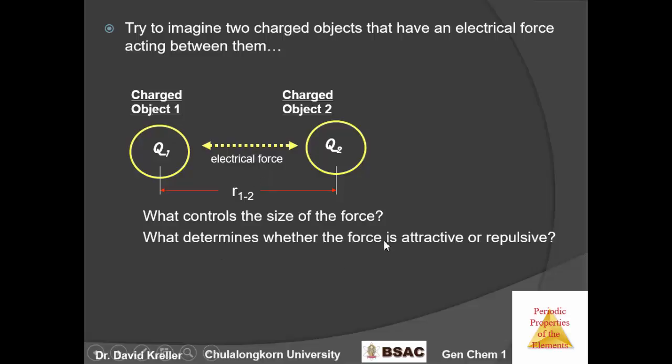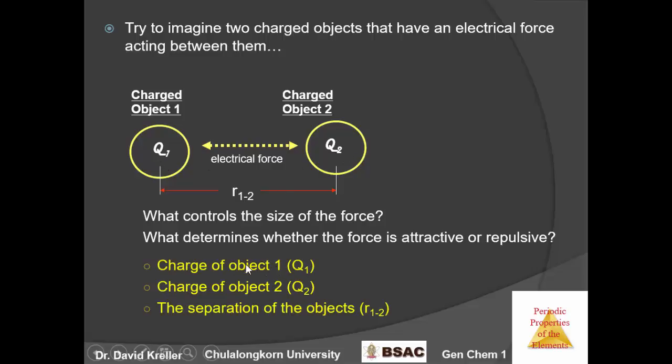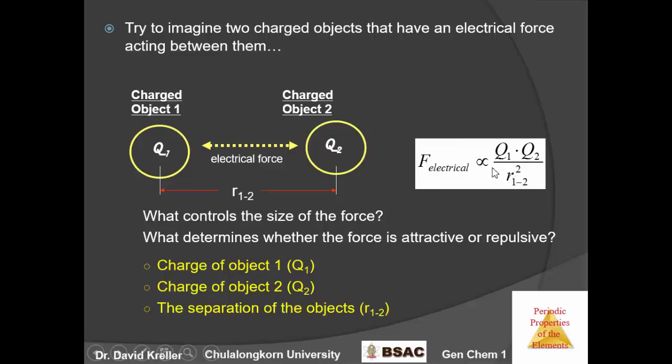First, what determines whether the force is attractive or repulsive? Of course, the signs of the charges. And the magnitude of the charges controls the size of the force, as well as the separation. So here's Coulomb's law, boiled down a little bit, to show the relationships between the charges and the distance and the way that they control the force. It's directly proportional to Q1 and Q2, and inversely proportional to the square of the radius.